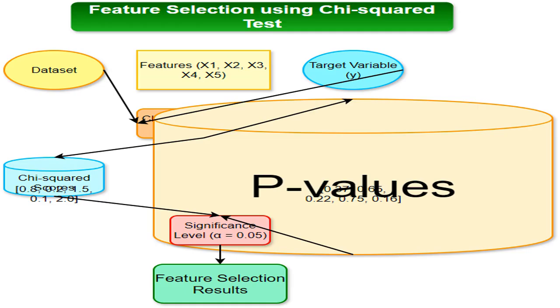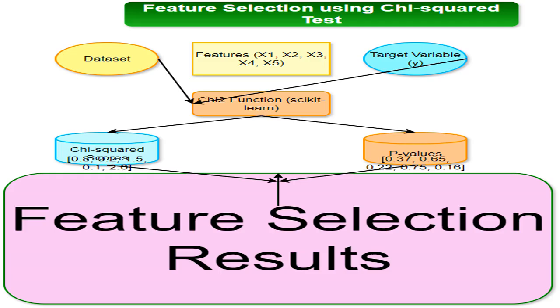This is my threshold for deciding if a relationship is real or just due to chance. I've chosen 0.05 or 5%. This means that I only consider a relationship significant if there's less than a 5% chance that it happened randomly. This is also called alpha. Based on my chi2 scores and p-values and my significance level, I decide which features are important enough to keep when I build my prediction model. It's a decision based on statistical significance.